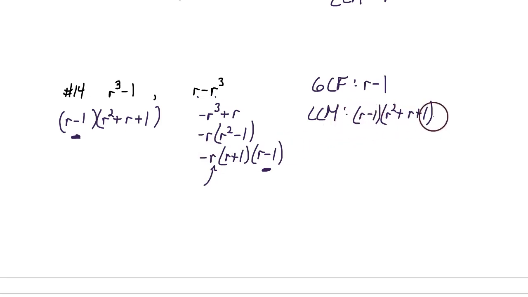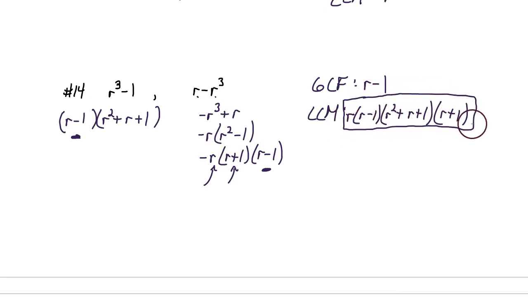Nope, not yet. So let's put an r over here. I'm going to write it at the beginning. Have we included an r plus 1? Nope, we don't have that yet. So I'm going to put an r plus 1 on the end. So this product would make our LCM. Let's leave it in factored form.